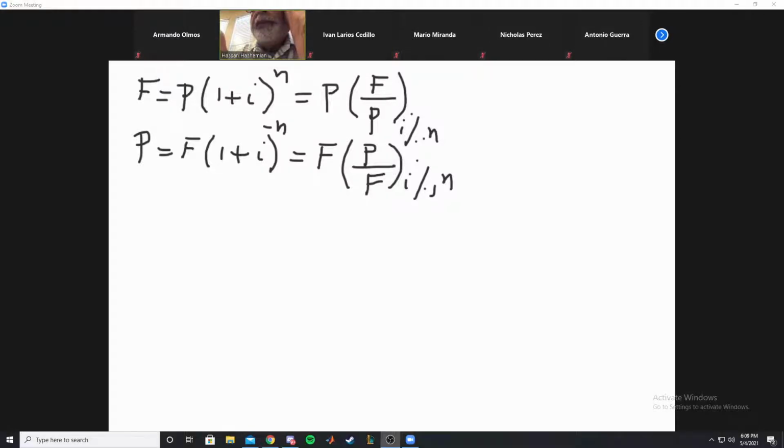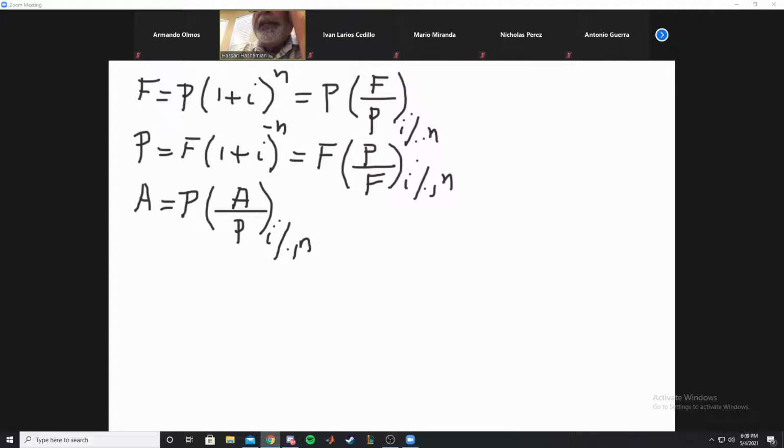So this is how we do it for the future and present. Now, if you want to get something annual, so if you want to find what the A is going to be, if you have the P, we always multiply by A over P at I% and N period.